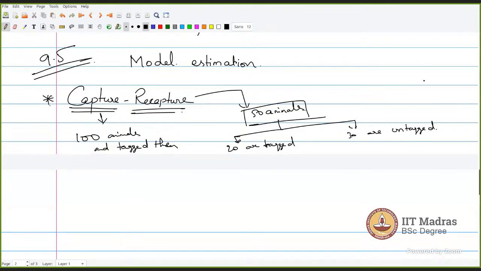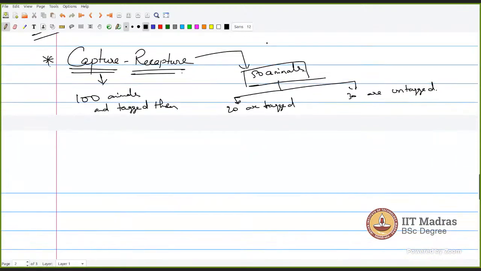Is it there, the guy who has this model distribution? Who asked this question actually? Sir, you are there, right? Okay. So this is the data we have, and we try to estimate the population size.